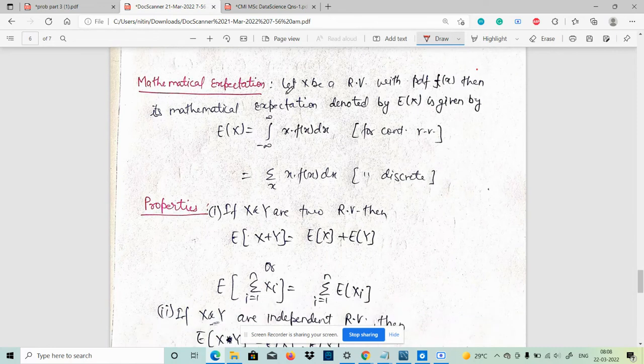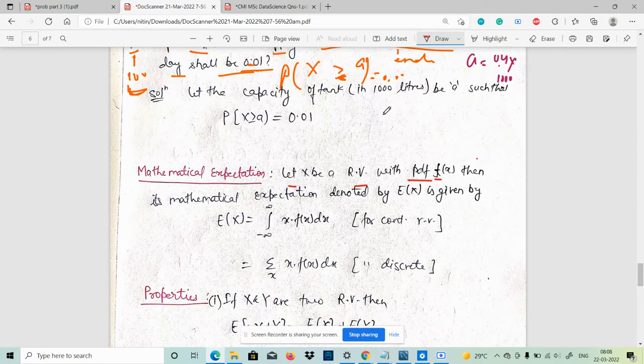So let x be a random variable with probability density function f(x). Once you know discrete and continuous random variables, questions will be given like this: let x be a random variable and its pdf or pmf is f(x). Keep in mind that for a random variable x, this is its probability density function or probability mass function, whether discrete or continuous. In discrete it's called probability mass function, and in continuous it's called probability density function.